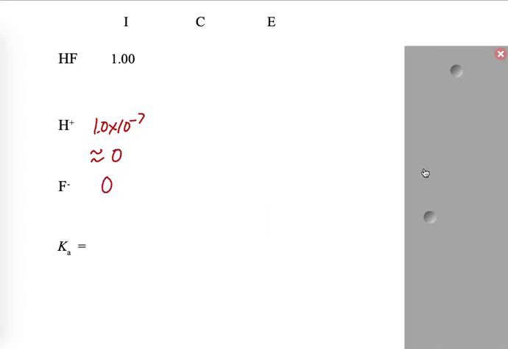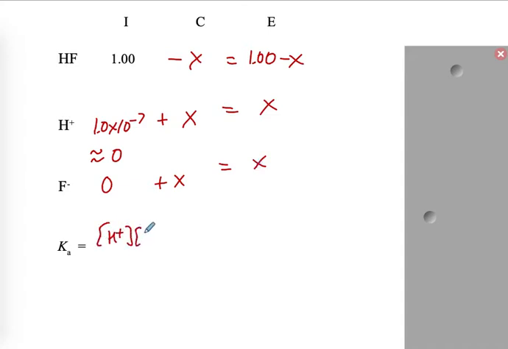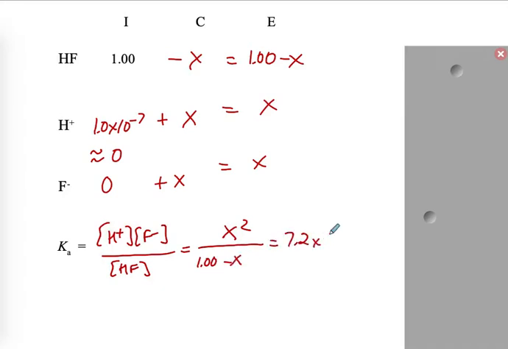I will call my change in concentration of HF minus X, my increase in concentration of H+ and F- plus X. So this becomes 1.00 minus X, X, X. Ka equals [H+][F-] over [HF] equals X squared over 1.00 minus X equals 7.2 times 10 to the negative 4.